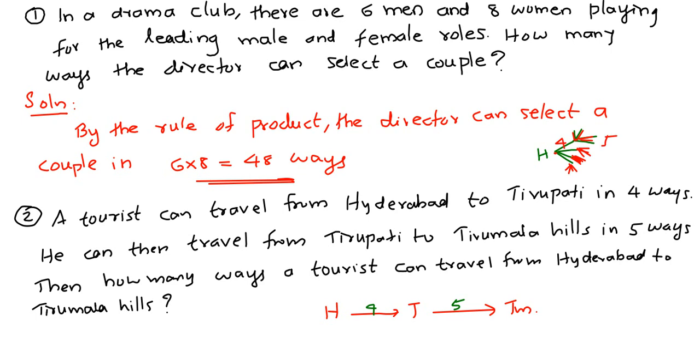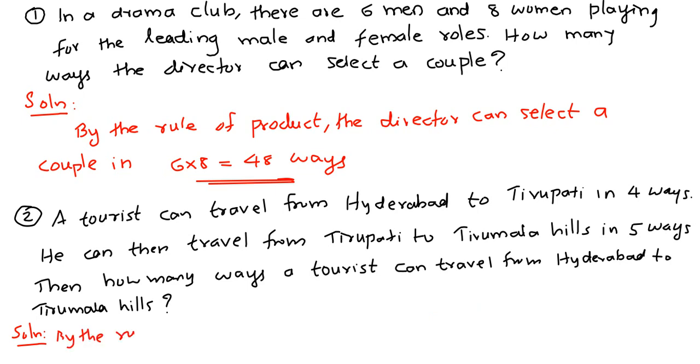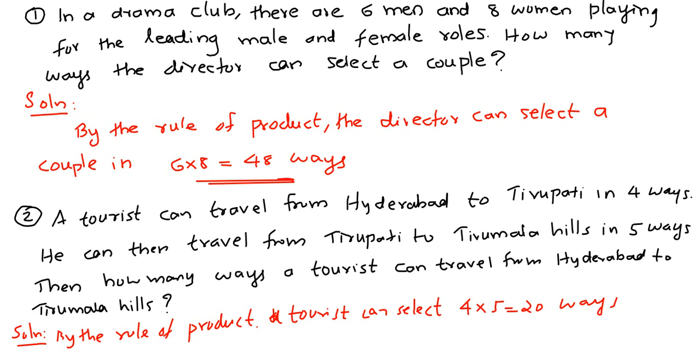So a tourist can select 20 ways to travel from Hyderabad to Tirumala Hills. The answer is 20. The solution is by the rule of product. By the rule of product, a tourist can select 4 into 5 is equal to 20 ways to travel from Hyderabad to Tirumala. That is the answer.